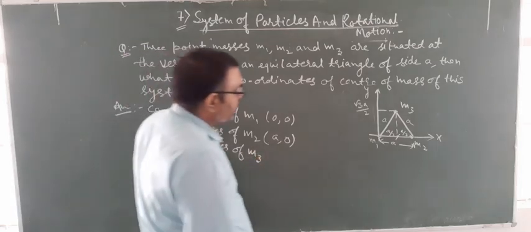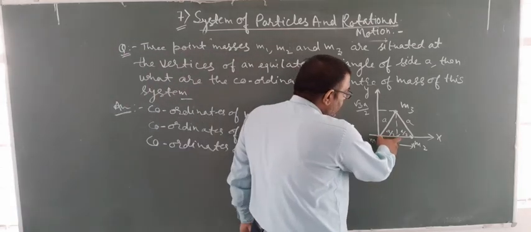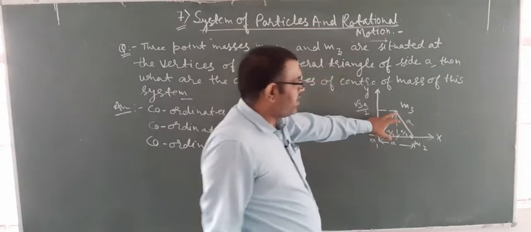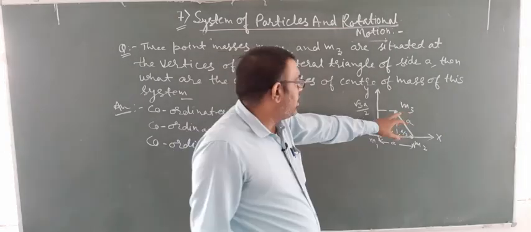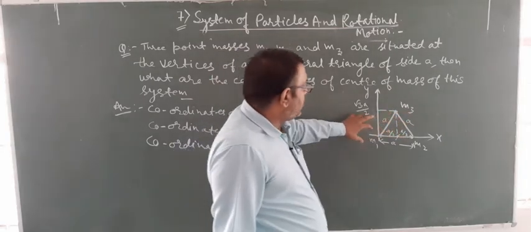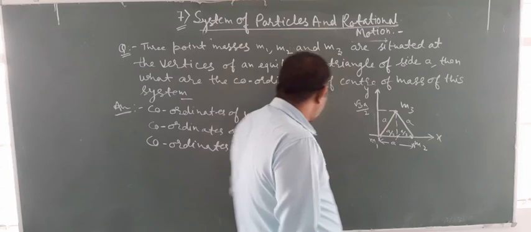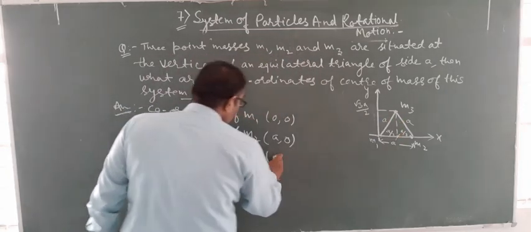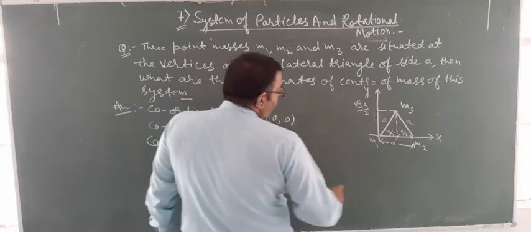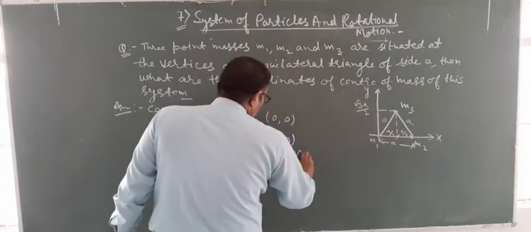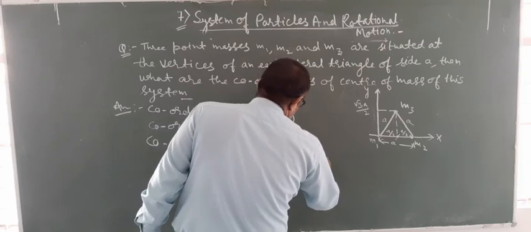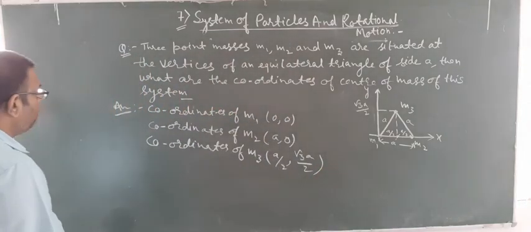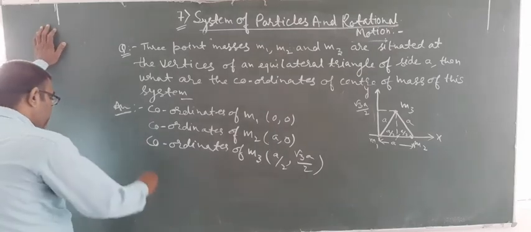And now the coordinates of M3. What is the location of M3? Along the x-axis it is a by 2, and along the y-axis it is root 3a by 2, because the altitude of an equilateral triangle is root 3a by 2. So the coordinates of M3 are (a/2, root 3a/2). Now what are the coordinates of the center of mass? We have to find the coordinates of the center of mass of the given system.